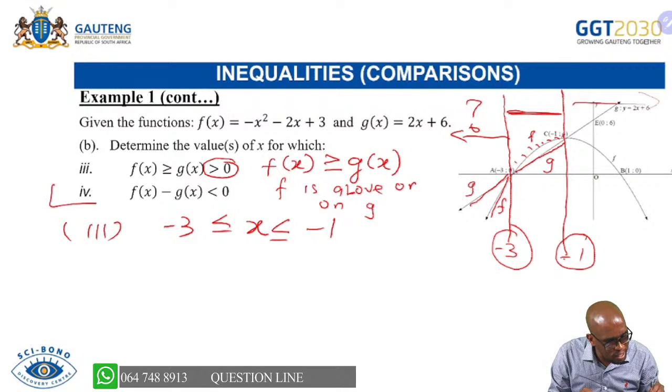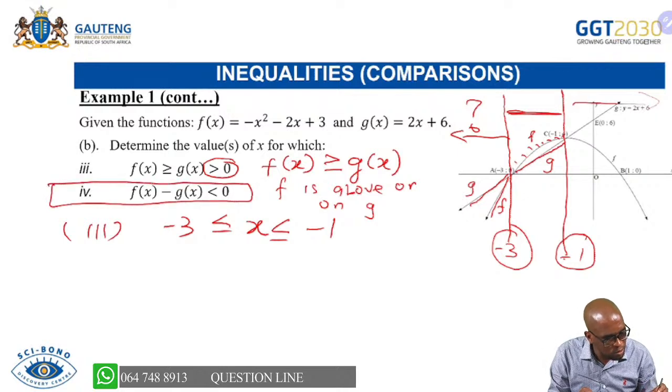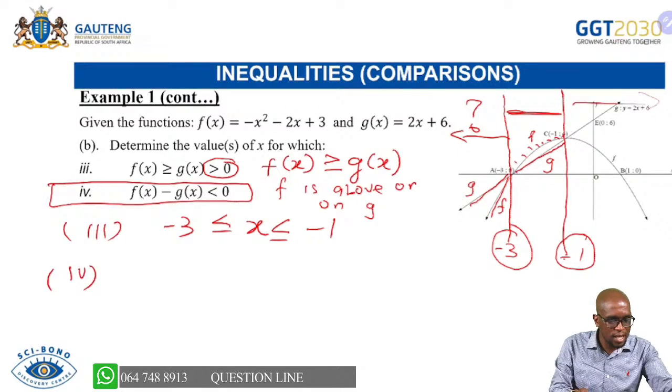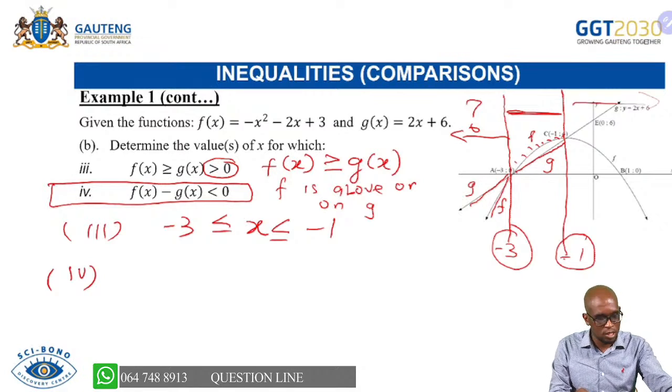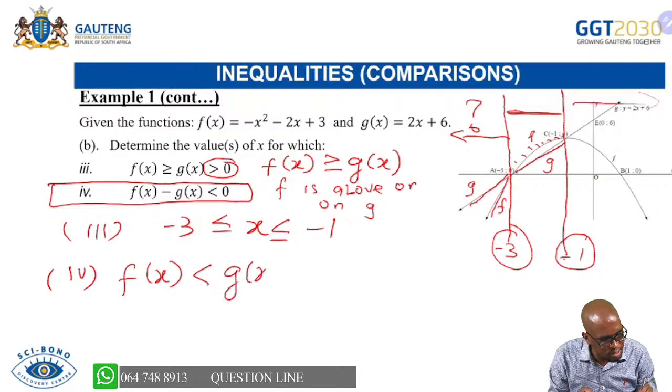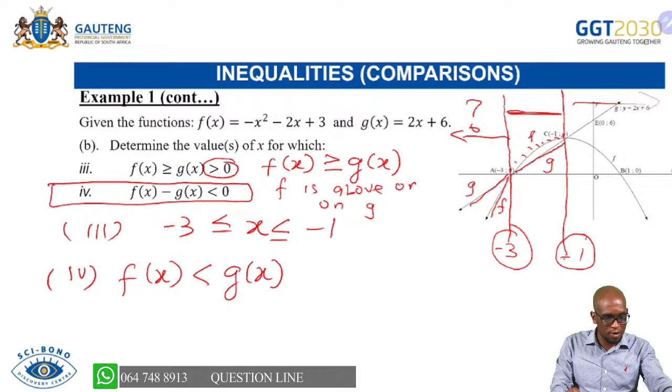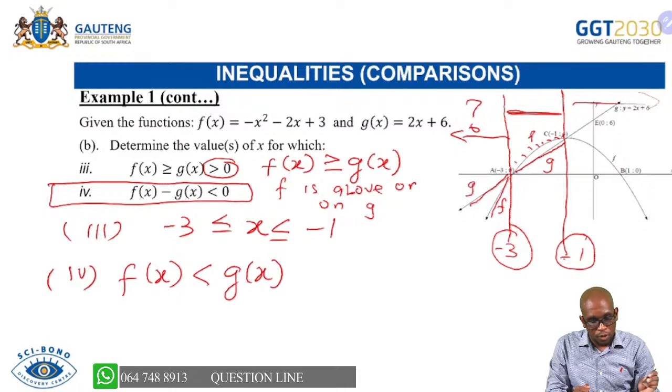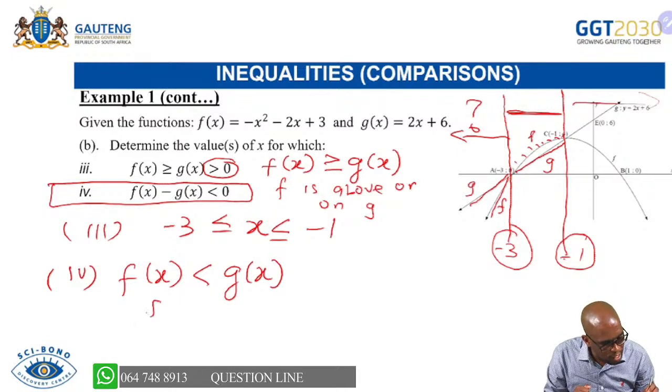Now, the next one is a bit tricky. They said f of x minus g of x is less than 0. This is also a comparison question. What we do is we transpose g of x to the right-hand side. We get that this is f of x less than g of x. So we want the region where the graph of f is below. Now, if you check here, f is below g.